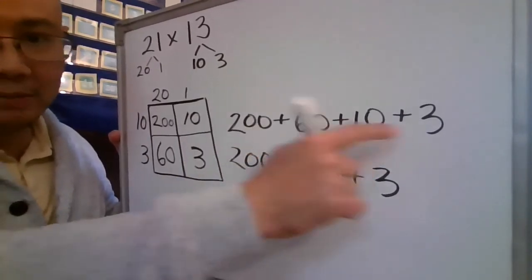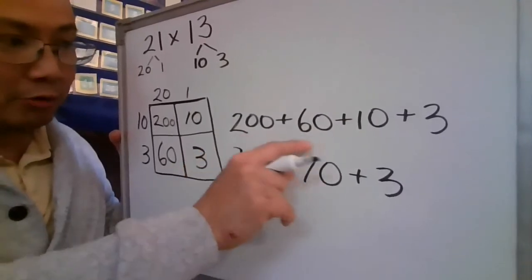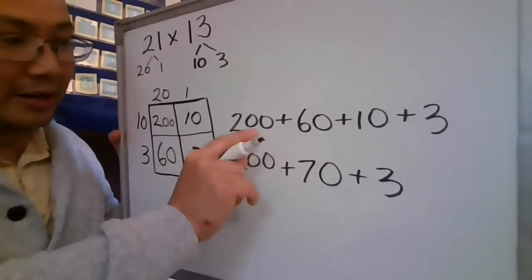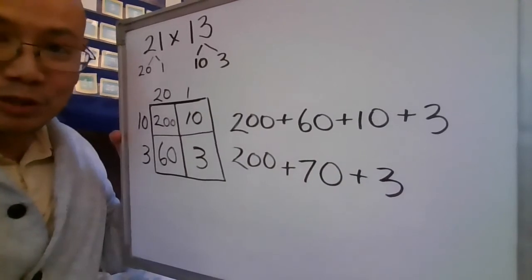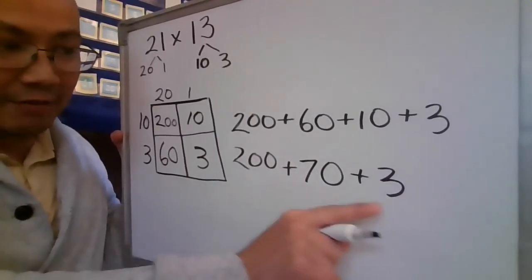All I'm doing is I'm combining my numbers. You can combine 200 plus 60. You can combine 10 plus 3. It's up to you. 273.